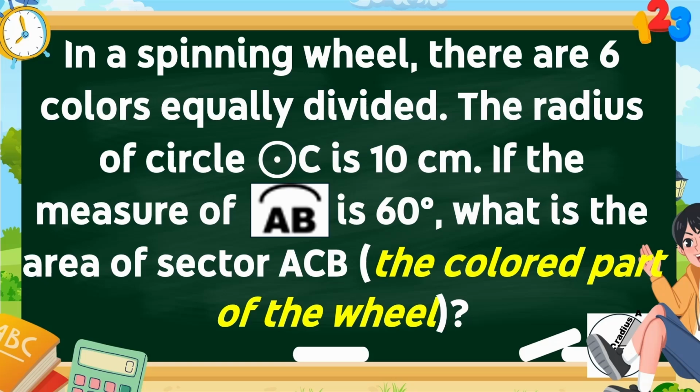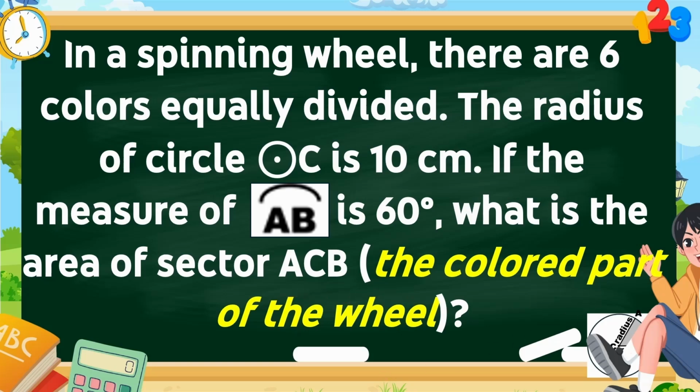To understand better, here is our first example. In a spinning wheel, there are 6 colors equally divided. The radius of the circle, which is the circle C, is 10 centimeters. If the measure of arc AB is 60 degrees, what is the area of sector ACB, which is the colored part of the wheel?